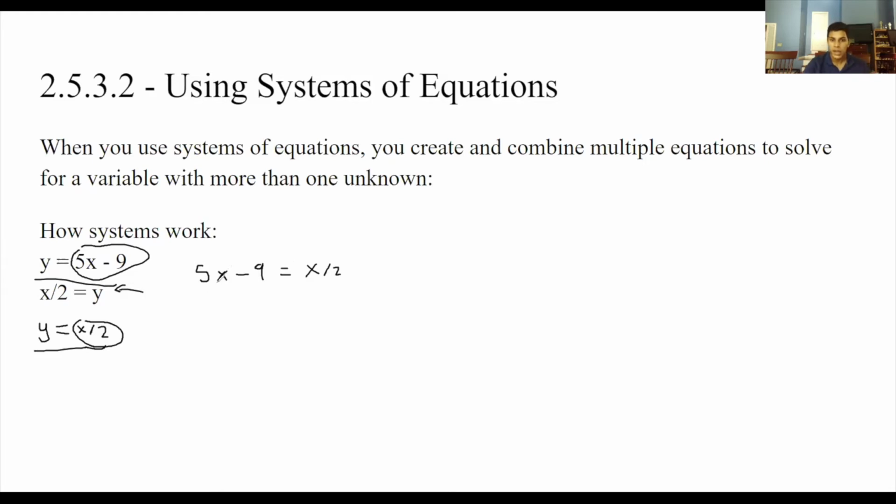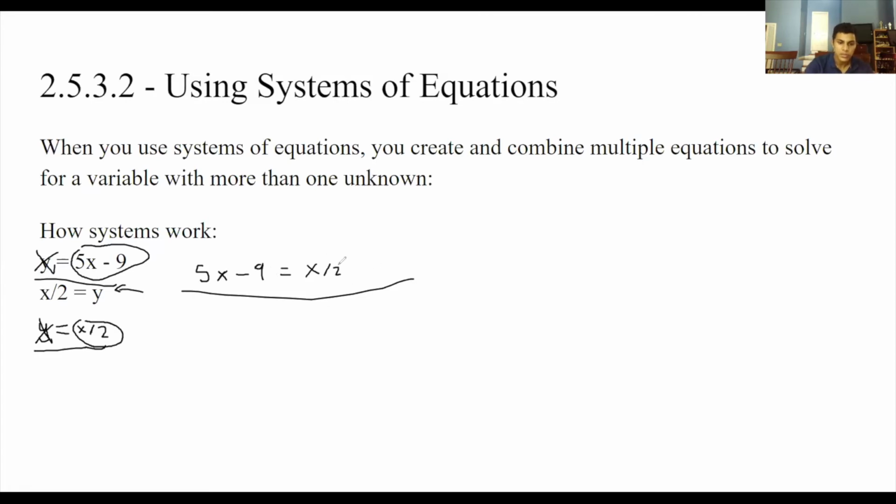You see what I did there? I took the system of equations, or two equations, and I combined them and completely eliminated the variable y. Because they're both equal to y, so now I only have x in the equation. And now I can use this equation to solve for x.